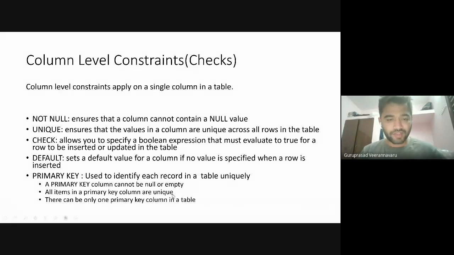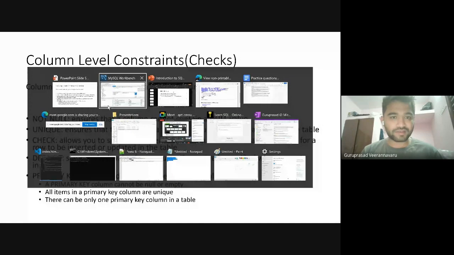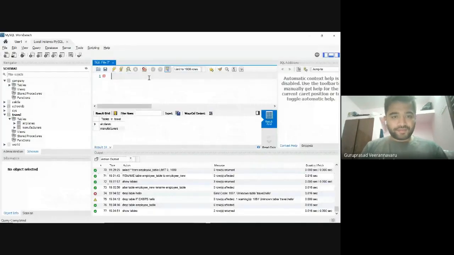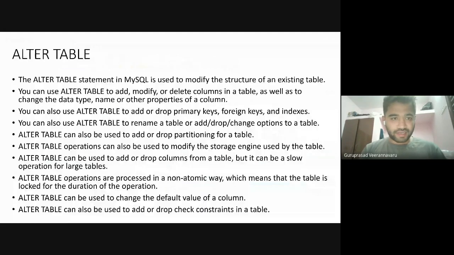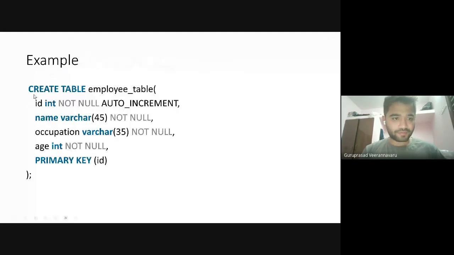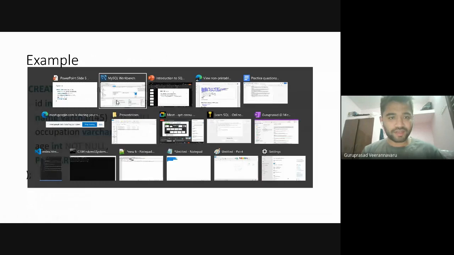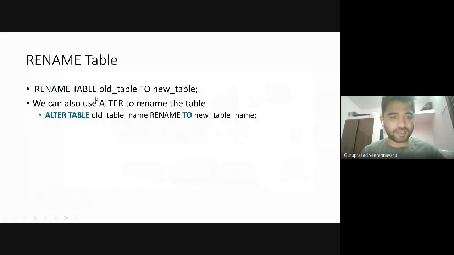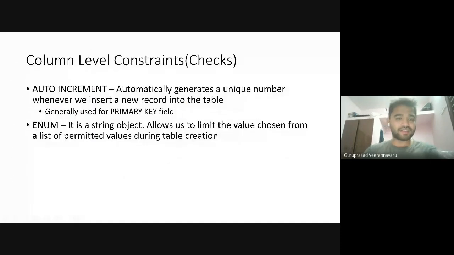Okay, let me show all of the column level constraints to you one by one. Okay, first, we've deleted the table, right? Let us create it again. Okay. Sorry, there are some more constraints. I didn't cover auto increment, right? Okay, these are the other two constraints. So one is auto increment.